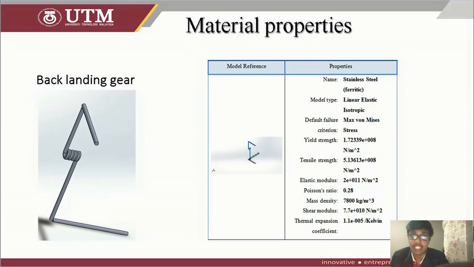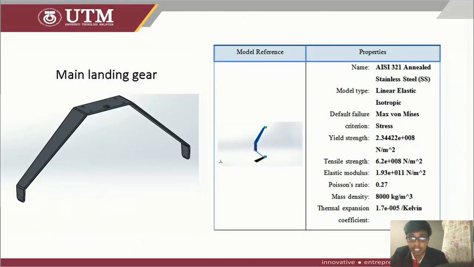As we move on, this will be the material properties for the main landing gear. As you can see, it's almost similar, but slightly different with the stainless steel properties. The slight difference will be at the yield stress. Yield strength will be 2.3442 × 10^8 Newton per meter squared.